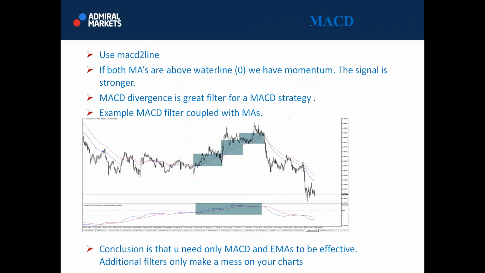Okay? MACD divergence, as I say, is a great filter for any MACD strategy. If we see a divergence, usually around big levels, especially on longer time frames, that means that price will probably reverse. In this example, I used two EMAs. Those are 34 and 55. Blue is 34, red is 55, and MACD is 34, 89, 34, exponential. Okay, 34, 89, 34, for this strategy.